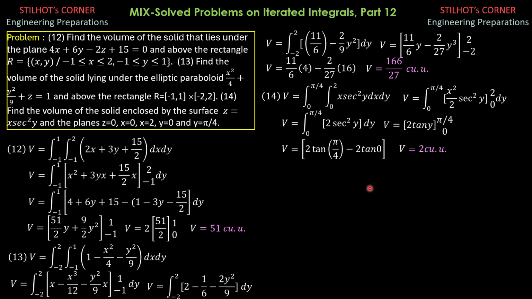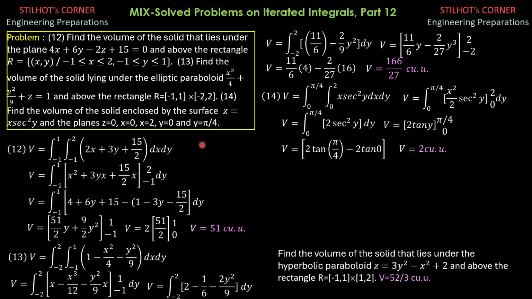So 2 times 1 minus 0 is 2 cubic units. So that's it for this video, and for your part, find the volume of the solid that lies under the hyperbolic paraboloid z equals 3y squared minus x squared plus 2 and above the rectangle. This is the region negative 1 to 1, inner limits, then outer limits 1 to 2. So that's it for this video.